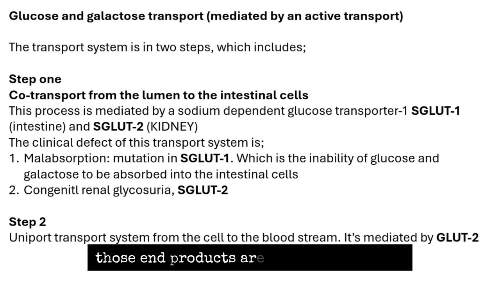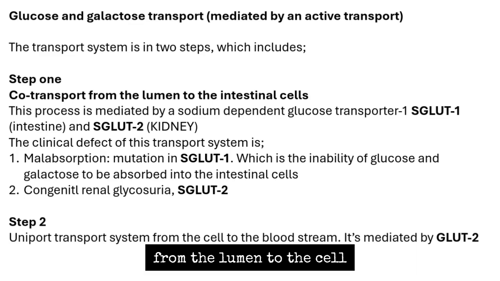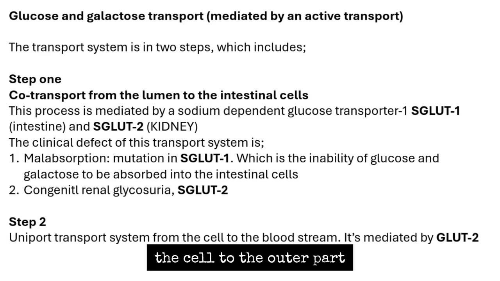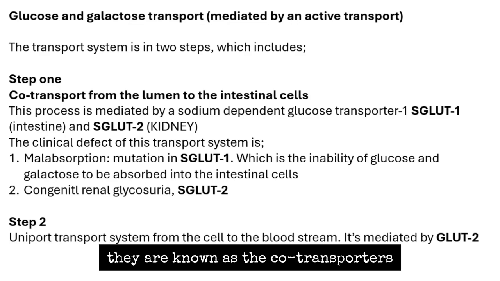So first of all, those end products are transported from the lumen to what? To the cell. That is the first step. And the second step is that those products are transported from the cell to the outer part, which is the bloodstream. Now the first part, the transport system that carries these end products, they are known as the co-transporters.